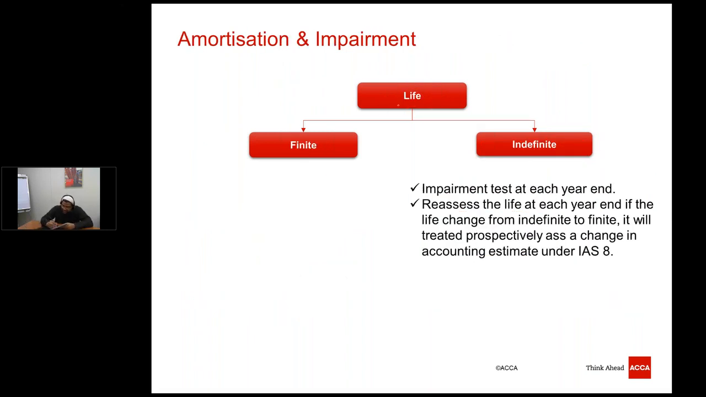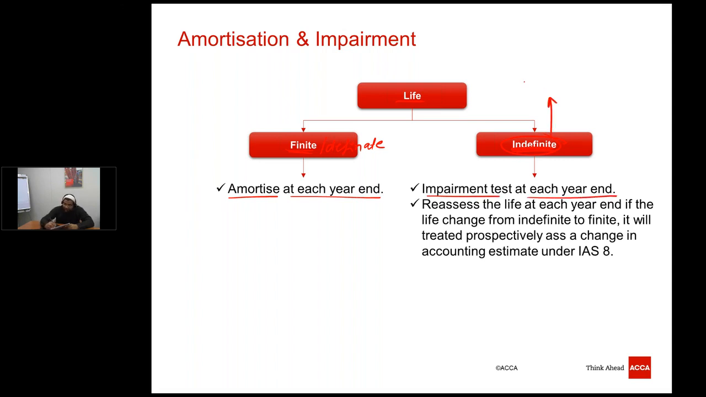Okay, now let's discuss the life. The life can either be finite or indefinite. If the life is finite, or definite, we are going to amortize the asset at the end of each year. And if the life is indefinite, we are going to impairment test at each year end.